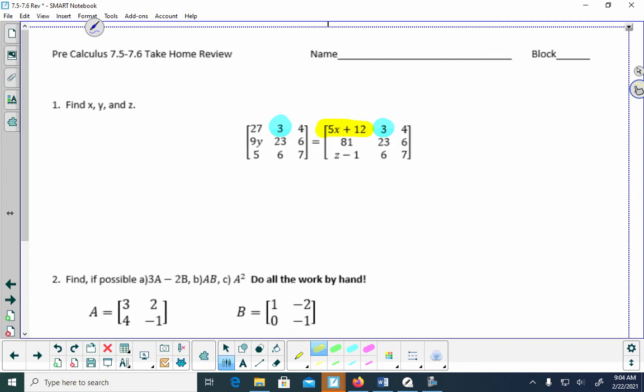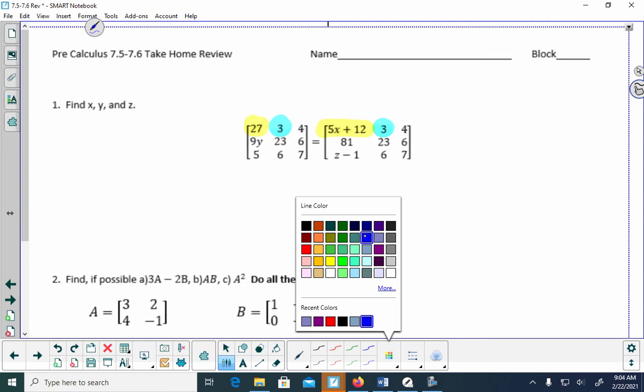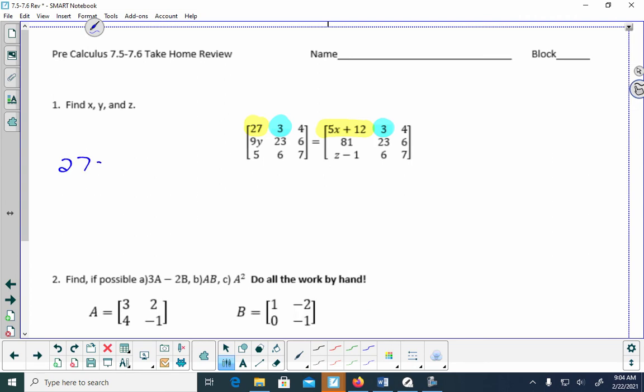So here I have 5x plus 12, which is in row 1, column 1. I'm going to set that equal to the element which is in row 1, column 1 from the first matrix. When I do that, my equation is going to be 27 is equal to 5x plus 12. Subtract 12 from both sides, and I'm going to have 15 is equal to 5x. Divide both sides by 5, and x is equal to 3.